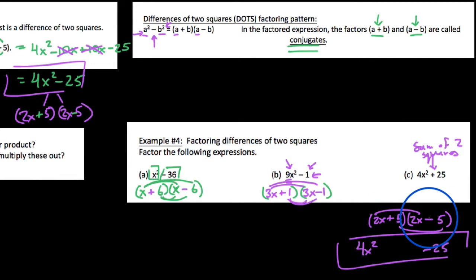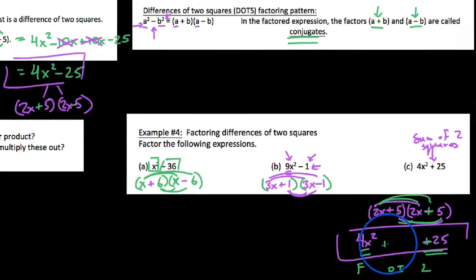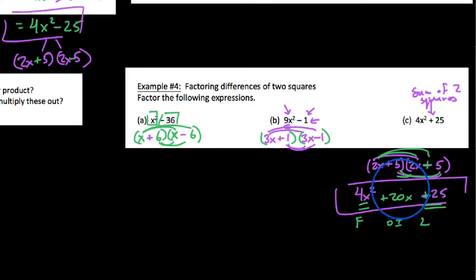What I want you to see is the moment you change this to a plus, maybe that's it. You get the 4x squared, and you get the 25 part, and it suddenly becomes a positive 25 in this case for your F and your L. But checking your O and your I, look what you get. You get a 10x and a 10x, which is actually plus 20x. And that's not the same thing we started with.